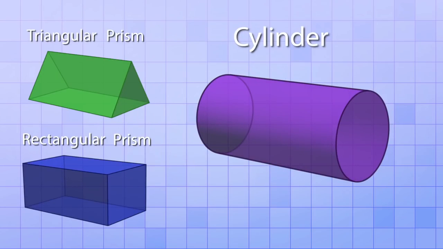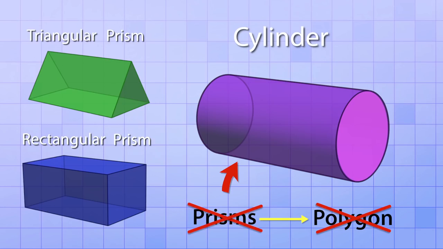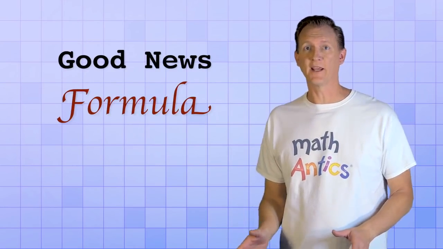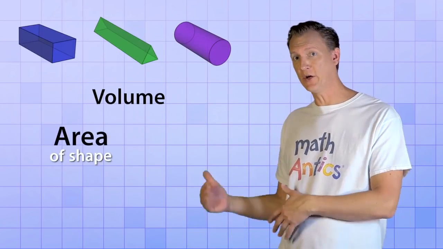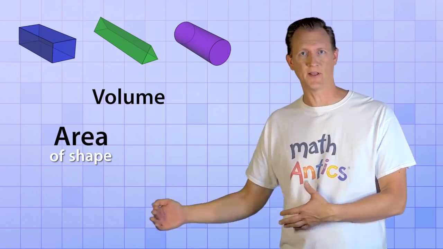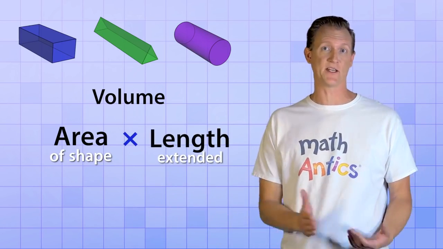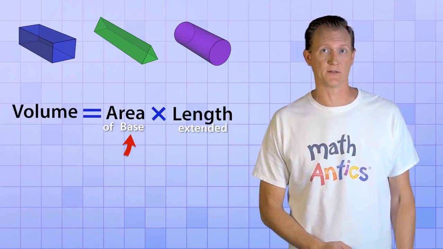From the others, you might have thought that it should be called a circular prism. But technically, prisms are shapes that are formed by extending a polygon. And since a circle is not a polygon, the resulting shape is not called a prism. Okay, so the good news is that there's a general formula for calculating the volume of these types of 3D shapes. All you have to do is find the area of the original 2D shape that got extended and then multiply that by the length or distance that it was extended. Usually, that original shape is called the base of the object.